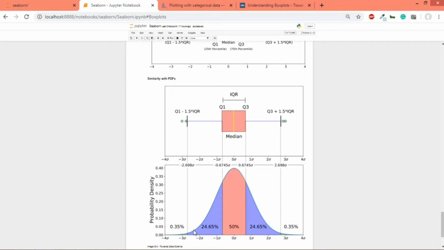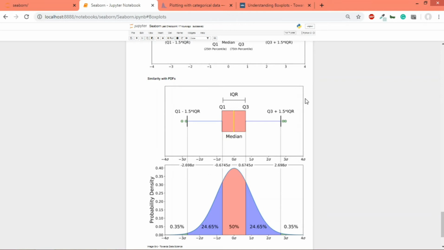Basically, the PDF gives you the probability of a number taking a particular value. It gives you an idea about the centrality of the data, but the box plot gives you the idea of those 5-number summary: minimum, maximum, and all the quartile values. Okay, so it's very much similar to a PDF. I hope this idea is clear.